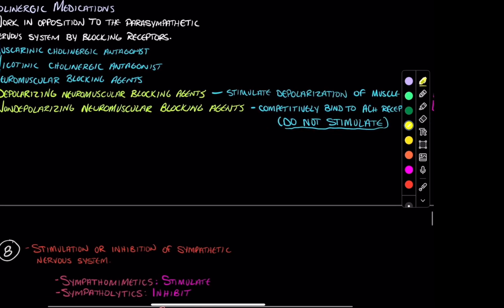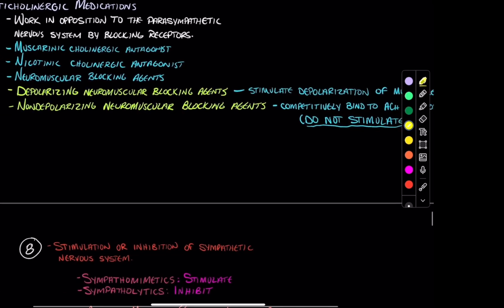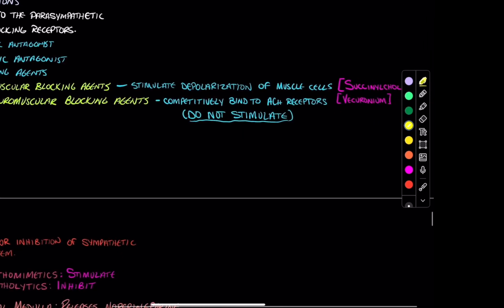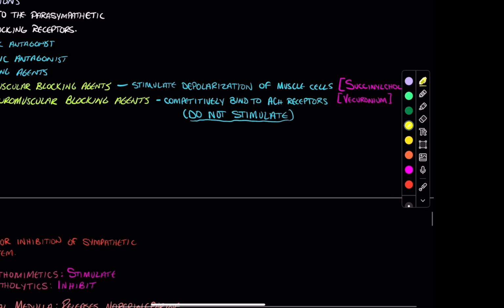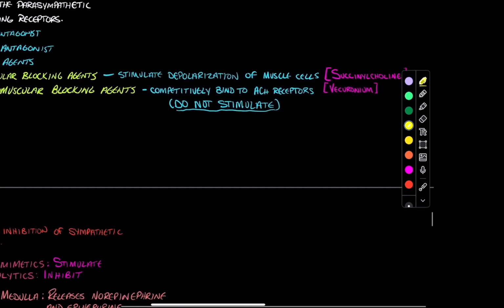And then the second grouping would be non-depolarizing blocking agents. These basically fight to bind to the receptors, and they will not stimulate them. They just prevent anything else from stimulating them at all. And the one that they had listed there was vecuronium. I've never seen that one.